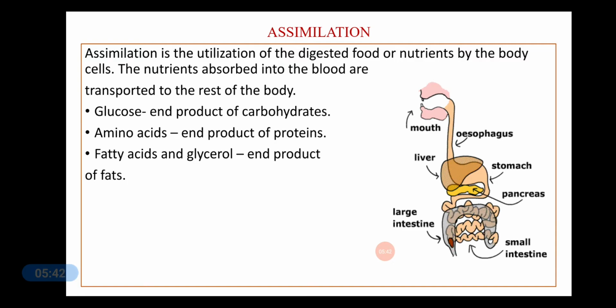Amino acids. These are the end products of protein digestion. The amino acids are used for growth and repairing of worn out cells and tissues. Fatty acids and glycerol. These are the end products of fat digestion. These fatty acids and glycerol act as reserves of energy and are stored for further use. So, assimilation is the utilization of these digested food or nutrients by our body cells.